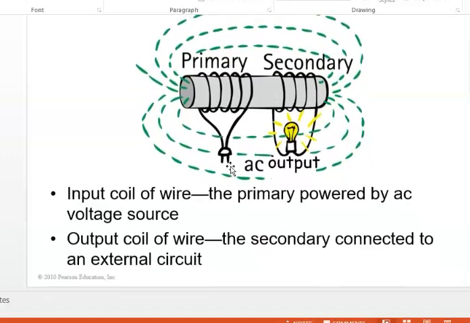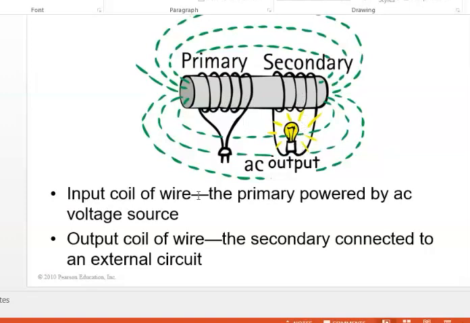So when there is a change in current in this coil, you will see that the bulb starts glowing in this coil. Although this coil is not in actual contact with this coil, then how does the bulb glow without any supply of electrical energy in terms of battery or generator?